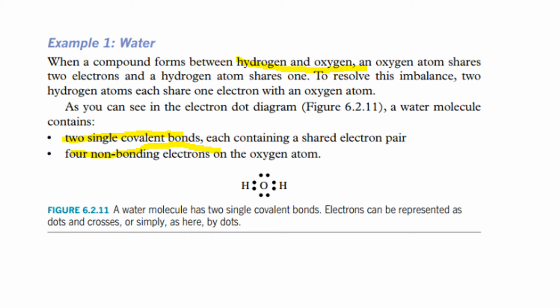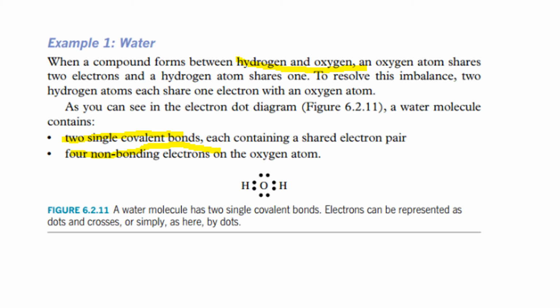Alright, try and picture that each hydrogen here will have 1 valence electron, and oxygen will have 6 valence electrons, which means oxygen needs 2 more electrons to become stable. So what it does is share 1 electron with each hydrogen, and eventually you will get 2 single covalent bonds between the hydrogen and oxygen, and you have 4 non-bonding electrons from oxygen itself.